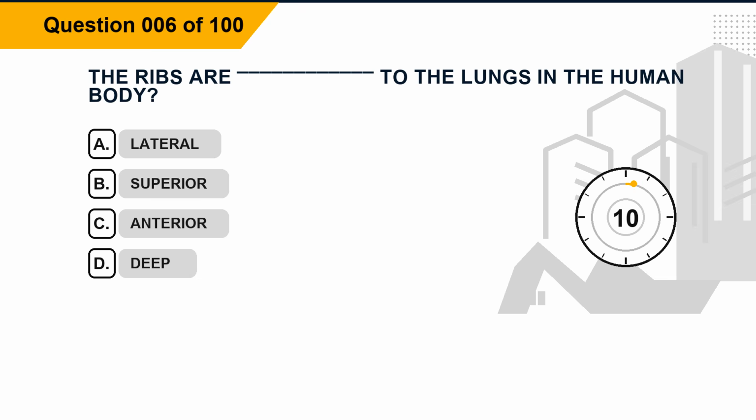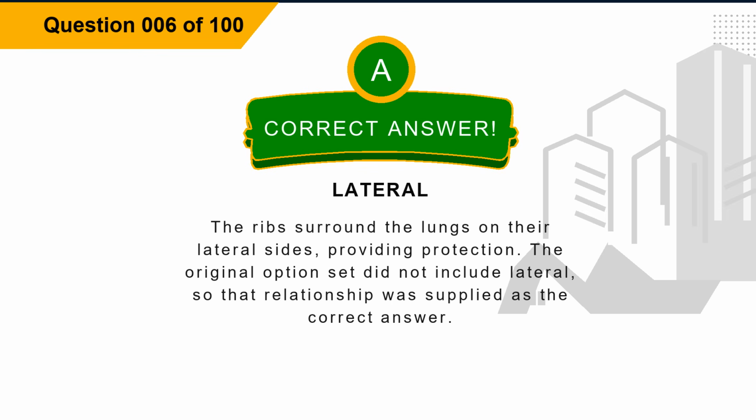Question 6. The ribs are blank to the lungs in the human body. Option A, lateral. Option B, superior. Option C, anterior. Option D, deep. The correct answer is option A, lateral. Explanation. The ribs surround the lungs on their lateral sides, providing protection. The original option set did not include lateral, so that relationship was supplied as the correct answer.